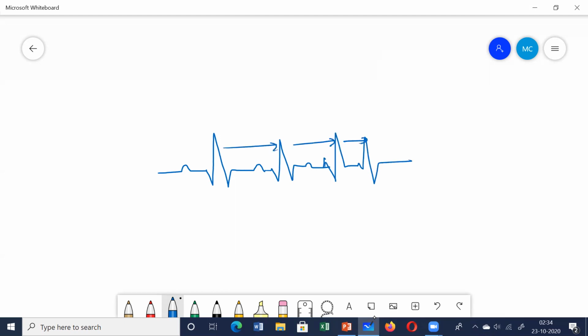Okay, suppose, let us say, you can see there is no constant distance. See, it's not constant. So this is less, this is less, this is further less. Like this, maybe again after some time you'll have another one. This is a completely irregular rhythm.